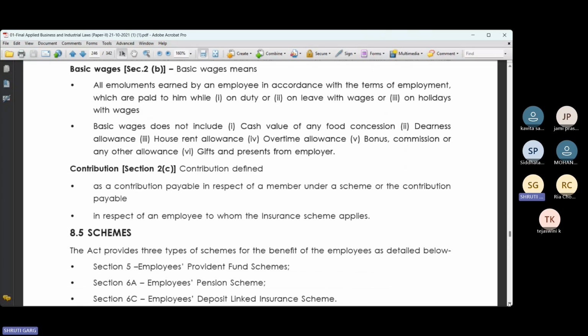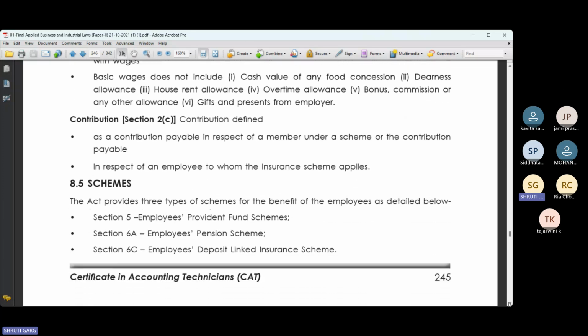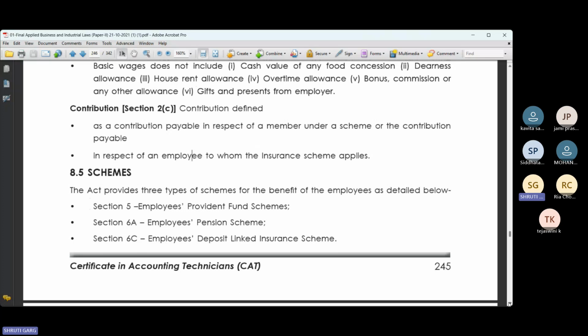Now we will study the schemes. In the start we have read the schemes. So there are three types of schemes for the benefit of employees. Number one, employees provident fund scheme. Number two, employees pension scheme. And number three, employees deposit linked insurance scheme.